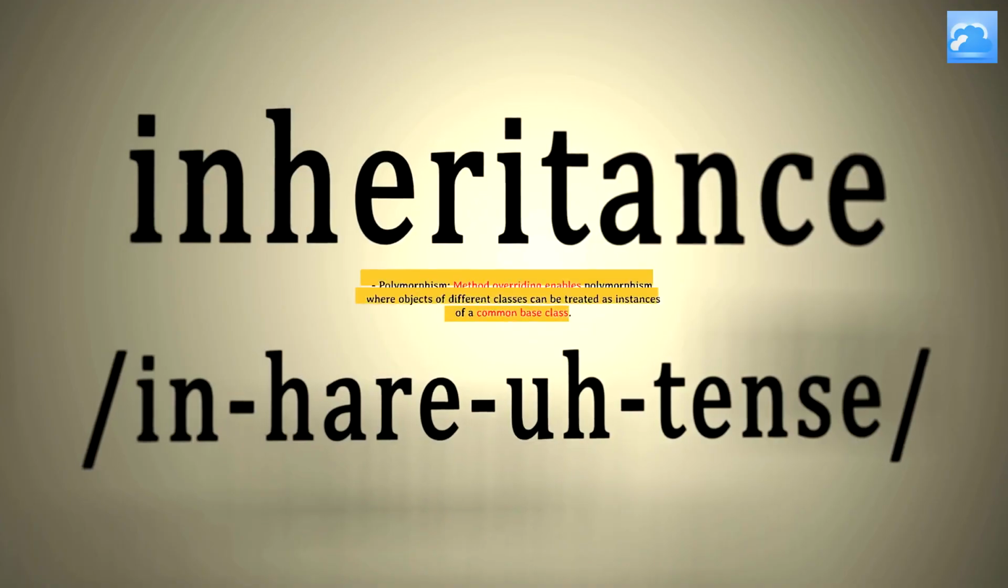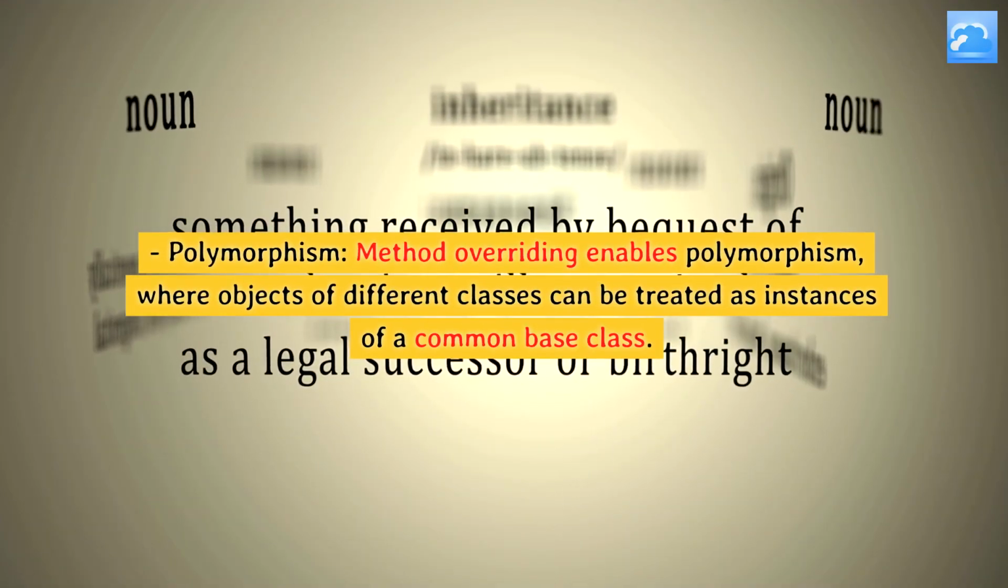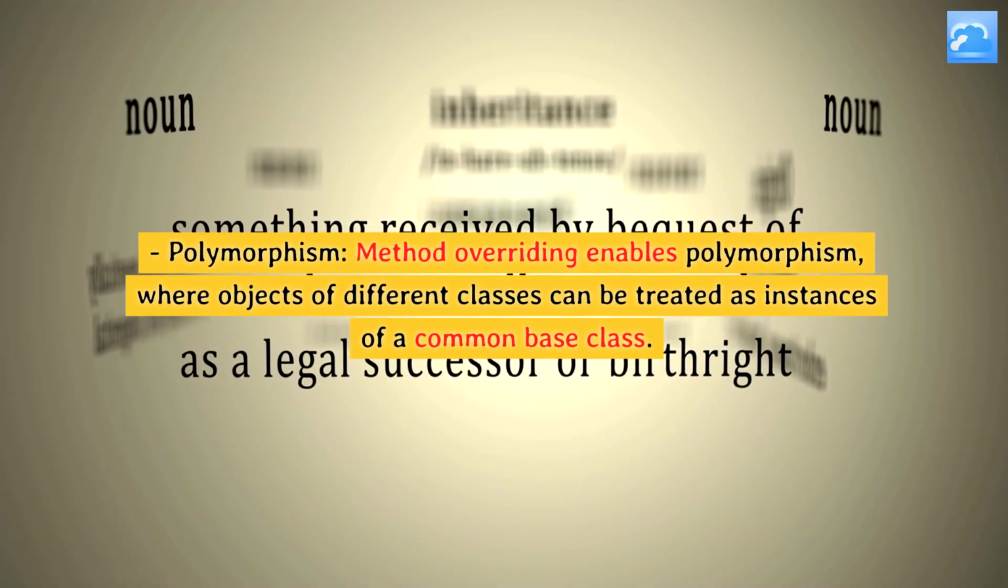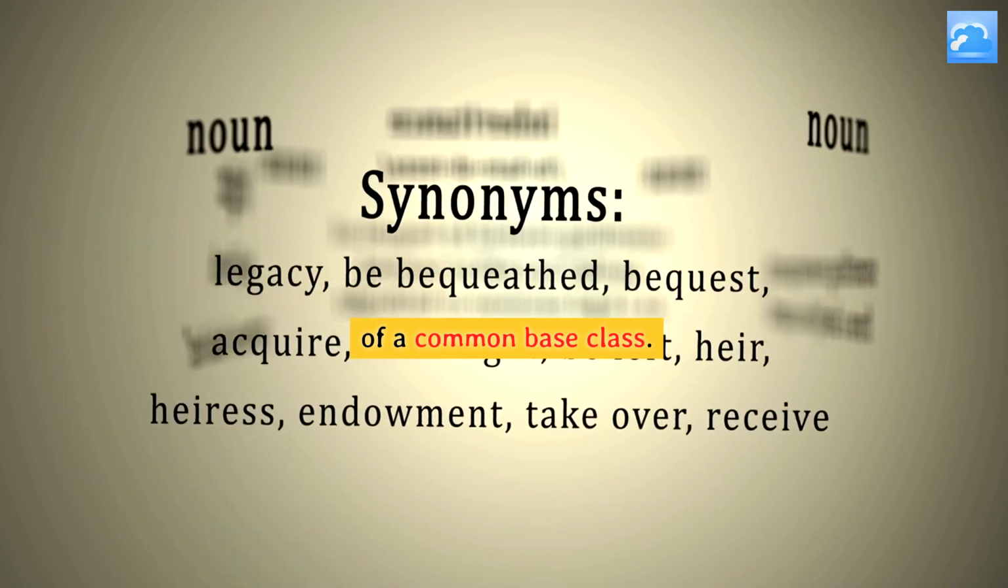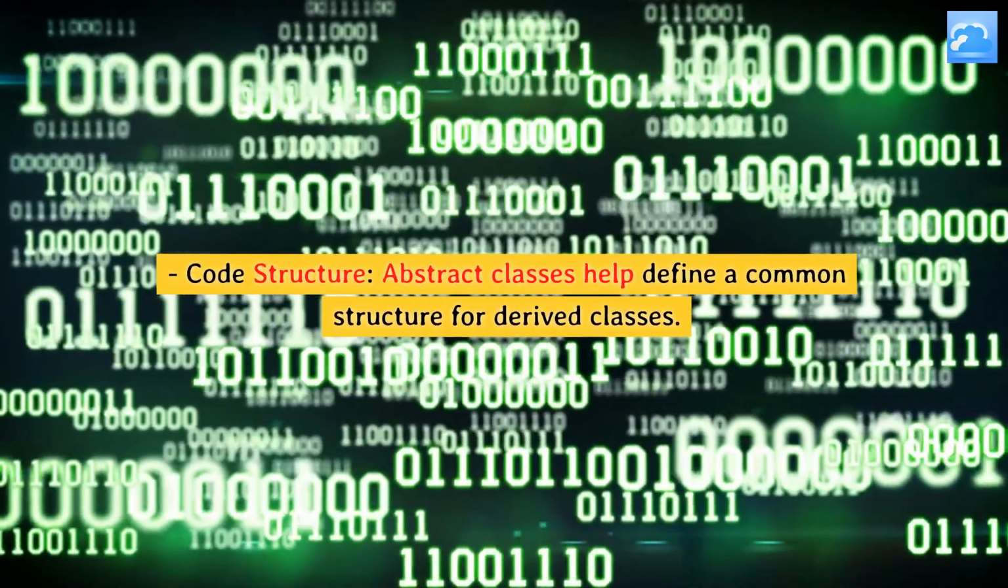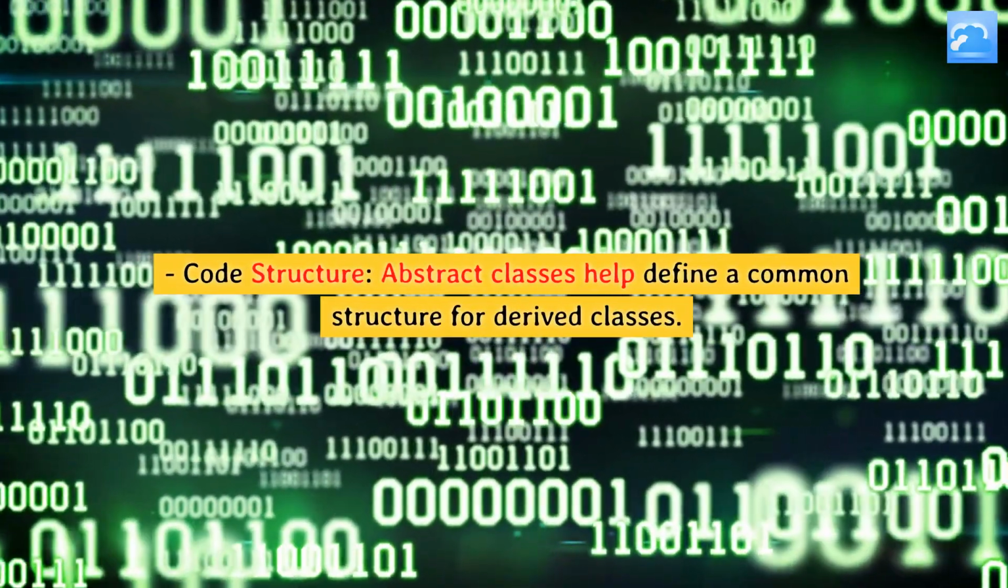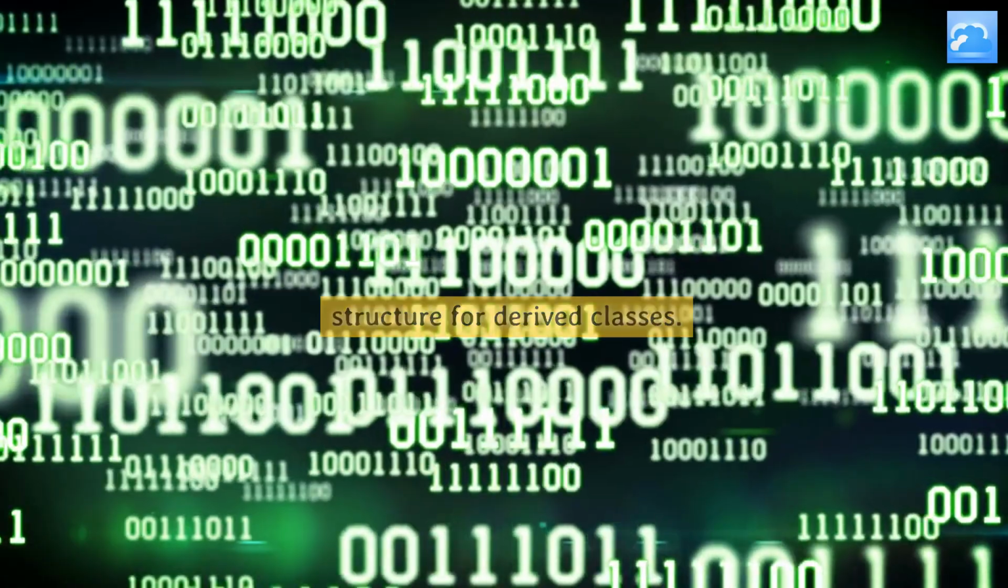Benefits. Polymorphism. Method overriding enables polymorphism, where objects of different classes can be treated as instances of a common base class. Code structure. Abstract classes help define a common structure for derived classes.